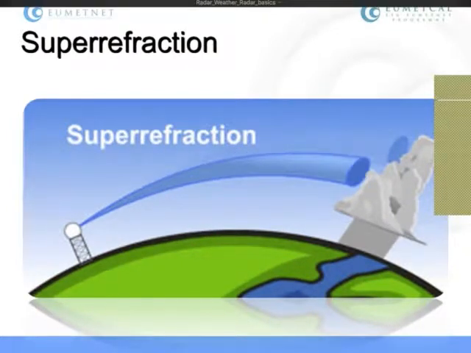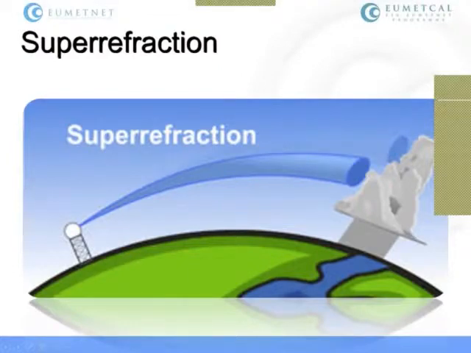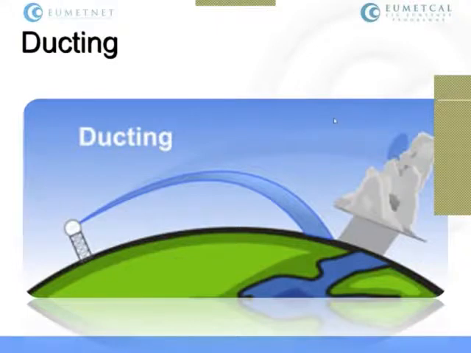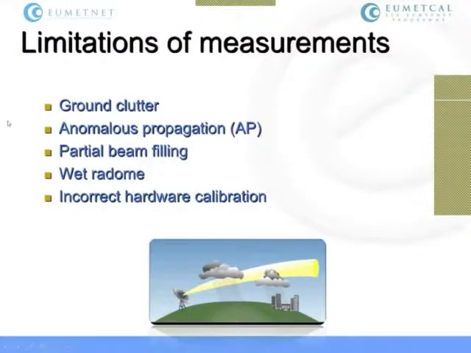We can also have superrefraction, where the beam is propagating at a lower altitude than normal. And we can have an extreme superrefraction case, which is called ducting, where the beam can propagate and also hit the ground at some distance from the radar. So we need to be aware that radar measurements also have some limitations.